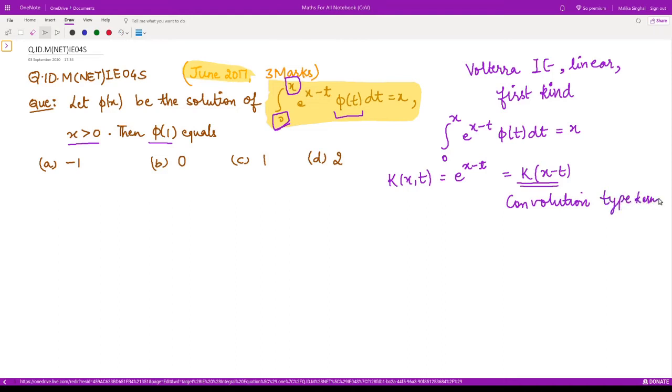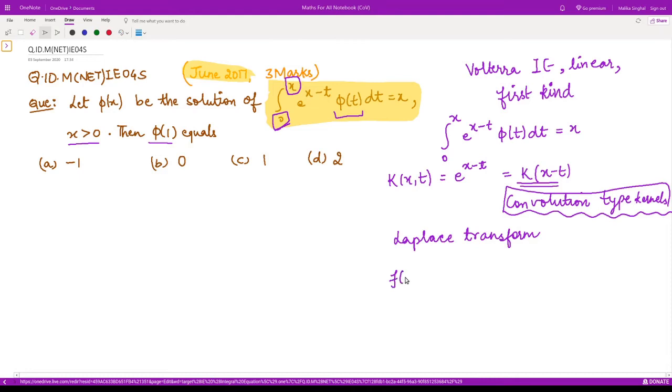And whenever you have such kinds of kernels, a very simple and easy way to calculate these is by applying the Laplace transform onto this. First of all, let us see the form of this convolution type kernel. So if you have two functions, say f of x and g of x, this operation is known as the convolution operator.